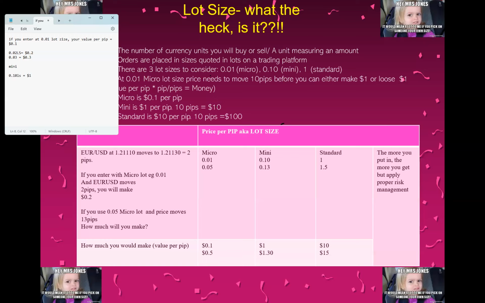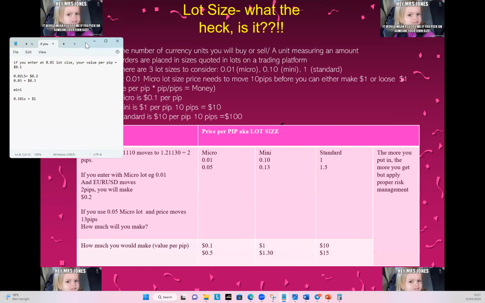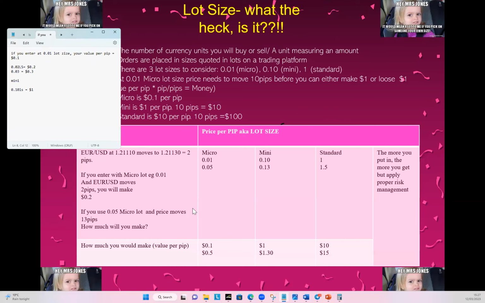Can I ask a question? Yes. You know the formula you put on there, can you use that example? So value per pip times pip divided by pips equals the money. Can we use that to go from 0.01 micro lot size to 0.1? Yes, and Samuel will explain that in a minute.